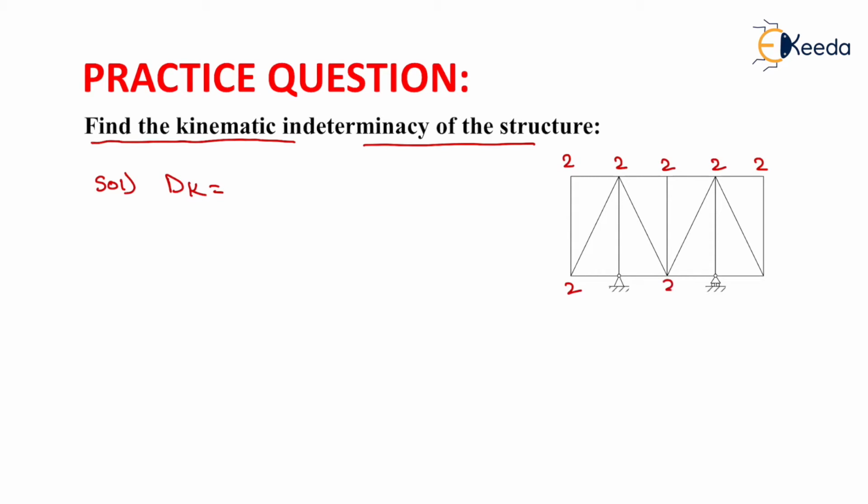Now we know that at a hinge support there will be 0 degrees of freedom, and at a roller support there will be 1 degree of freedom. Now after adding all these values, we will get the total kinematic indeterminacy of this structure, which is equal to 17. That is all about this numerical.